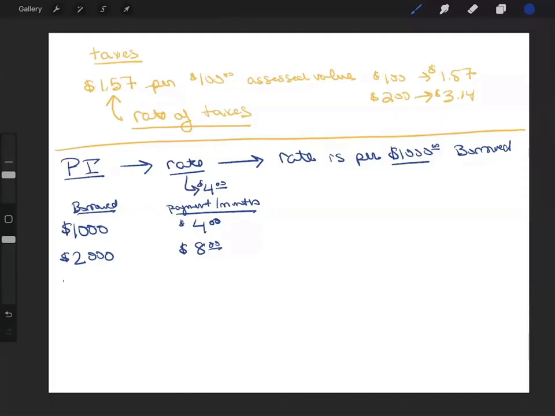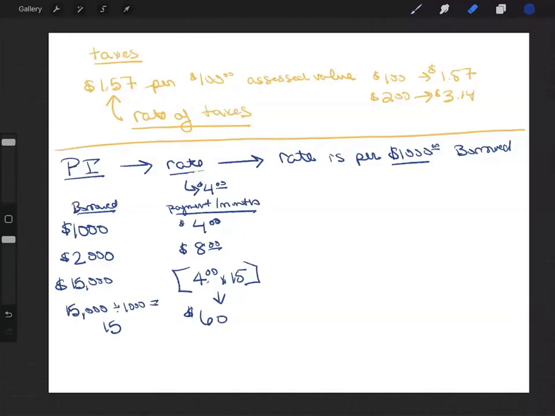Yes. So if you were to borrow $15,000, we could take the 15,000 divided by 1,000, which gives you 15. We'd be paying $4 15 times, which gives us an answer of 4 times 15, 60. Does that make sense? Yes, that does.